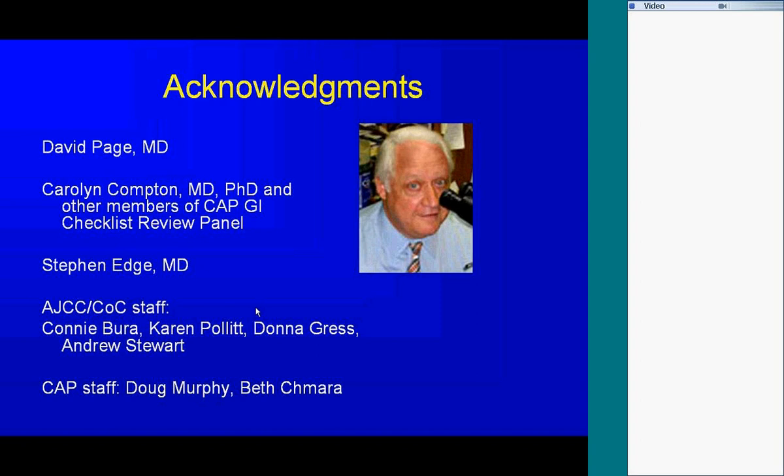Whether it changes whether you would report that as a positive margin or not, the AJCC is asking us to report in millimeters the distance of tumor from margins, from radial margins, for recording purposes. And I know there are pathologists who consider tumor within 1 millimeter as a positive margin. Again, that's a matter of debate among some pathologists.